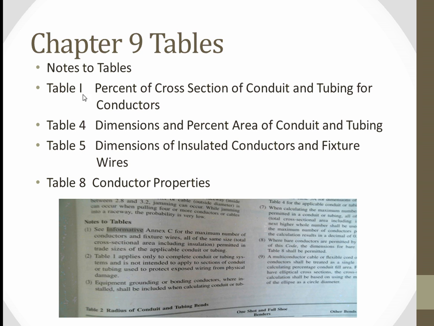The codebook reserves chapter 9 to be a place for other tables, the majority of tables. So we will only be using 4 tables primarily that are important for our questions as we look for the answers to questions. Table 1, Table 4, Table 5, and Table 8. Also observe that before the tables are presented, they have notes to the tables, which gives more information about how they use the tables and information about the tables themselves.